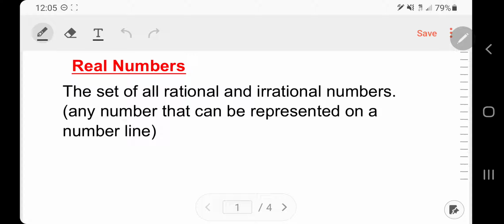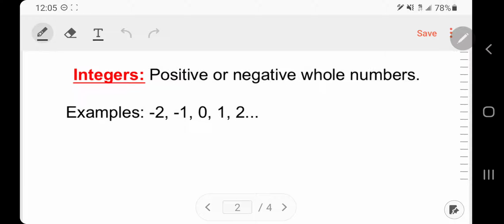Hey everyone. In this video, we're going to take a look at some of the subsets of real numbers. In general, real numbers are the set of all rational and irrational numbers. Again, that's pretty much any number that can be represented on a number line. That is both the rational numbers and irrational numbers that we discussed in the prior video. Everything that we're going to discuss in this lesson are all real numbers.